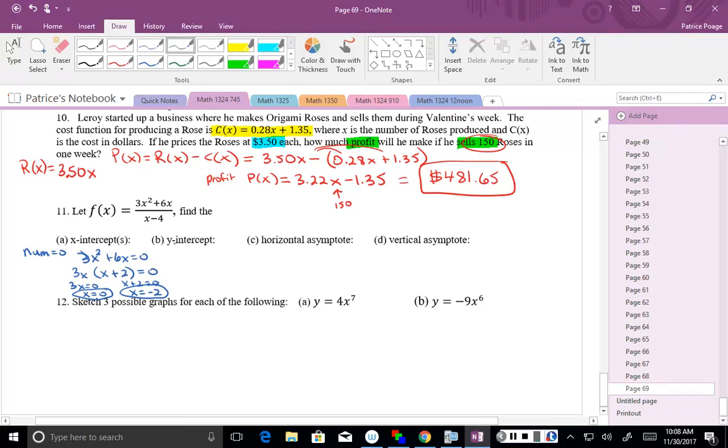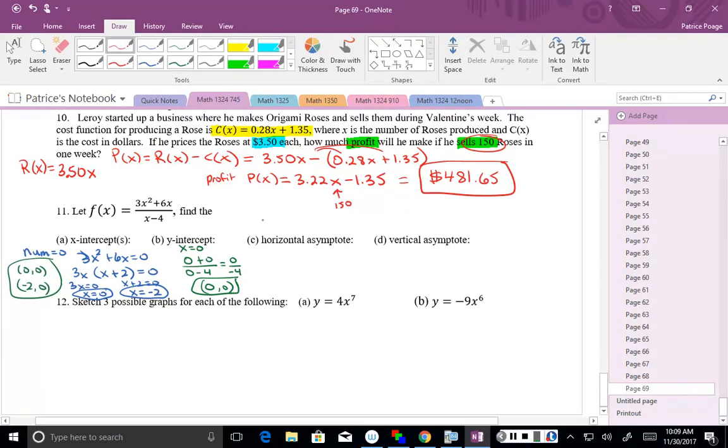The y-intercept is where I plug x equals 0 in for everything. So on top I would have 3 times 0 squared plus 6 times 0 over 0 minus 4. So I have 0 over negative 4, which is just 0. And so I have a y-intercept at 0, 0 also. I could have written these as points over here if I wanted to, just so you know.